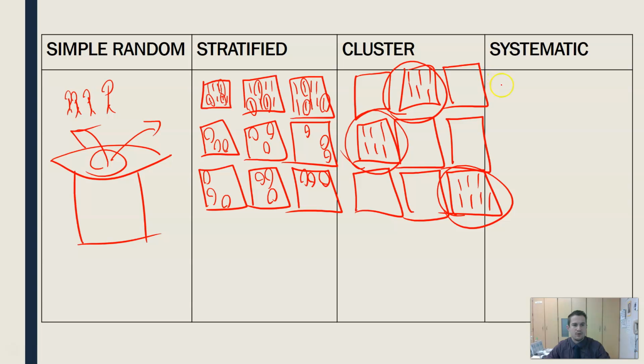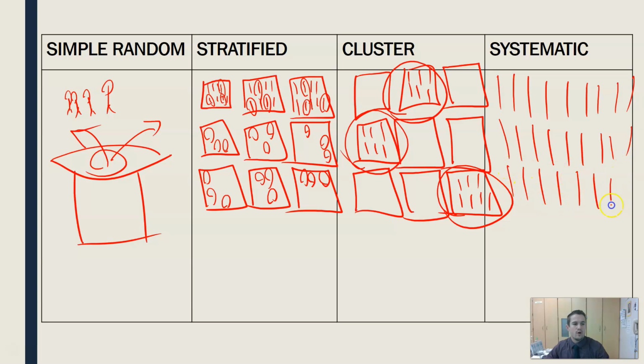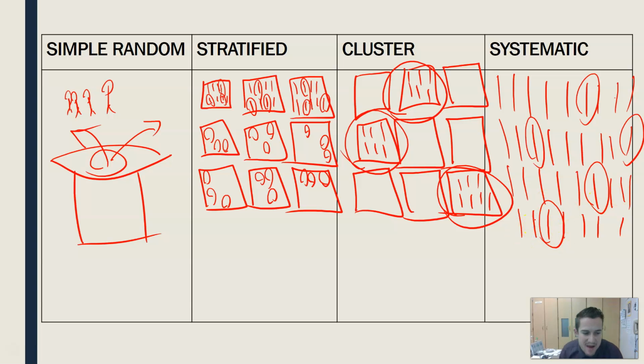For systematic sampling, say I line everybody in the school up side by side, and I go through and I select every sixth person. 1, 2, 3, 4, 5, 6. 1, 2, 3, 4, 5, 6, etc., etc. Systematic sampling is I go through and I select every sixth person, or every 10th person, or every 20th person systematically. I follow that pattern.